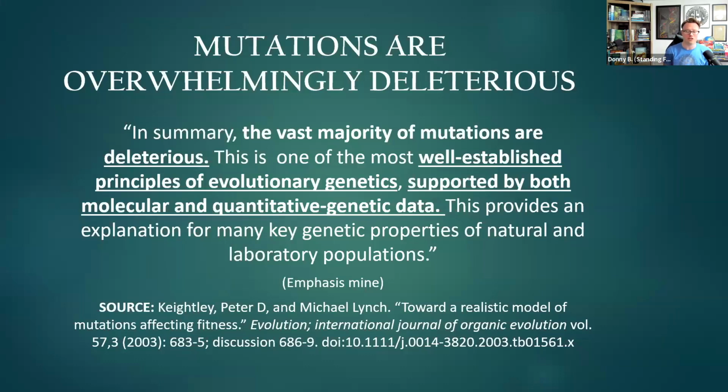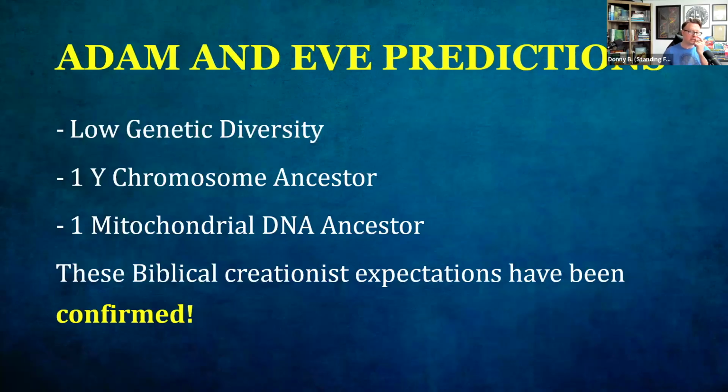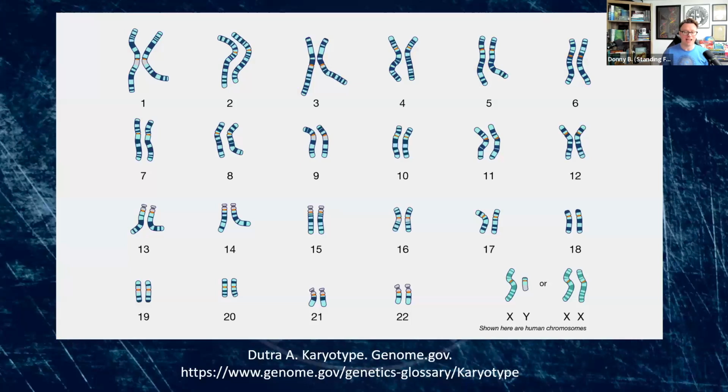And they admit right in the conventional literature that the vast majority of mutations are deleterious. Apparently, this is one of the most well-established principles of evolutionary genetics, supported by both molecular and quantitative genetic data. What that means is mutations, which they look to as the source for genetic variation, actually put shelf lives on genomes. They limit the amount of change that can take place. And this is a major problem that they have to address. But to us as biblical creationists, the evidence fits beautifully. We've made several predictions based on the Bible passages we've read so far. We would expect low genetic diversity, which we're going to discuss, one Y chromosome ancestor, and one mitochondrial DNA ancestor. These creationist expectations have been confirmed.